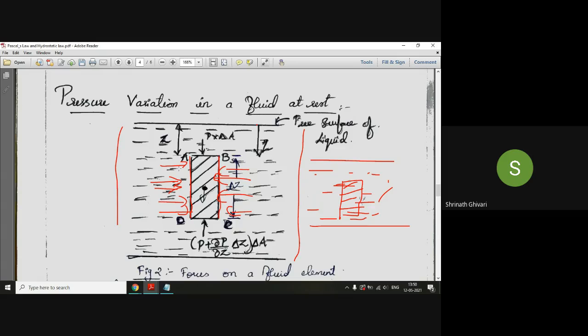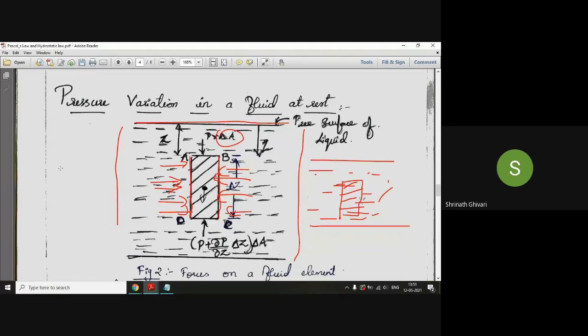I'm considering a part of the fluid, on which I'm going to take my steps, right? Now, this fluid element is at a height Z from the free surface of the liquid. What is the free surface of the liquid? That is the topmost surface of the liquid, which is in contact with the air or gas, right? Fine. The fluid element which we are considering is at a height Z from the free surface. This fluid element is having an area delta A.